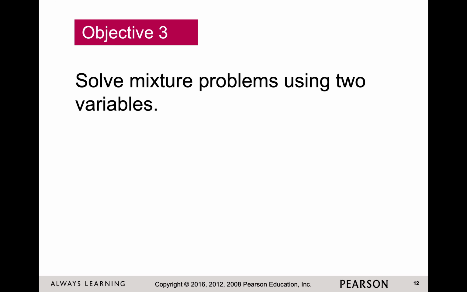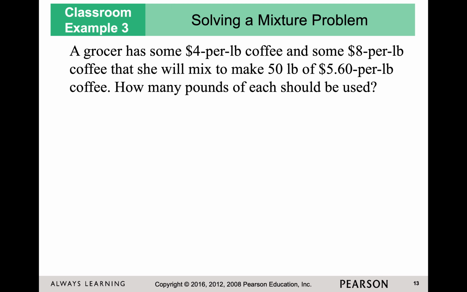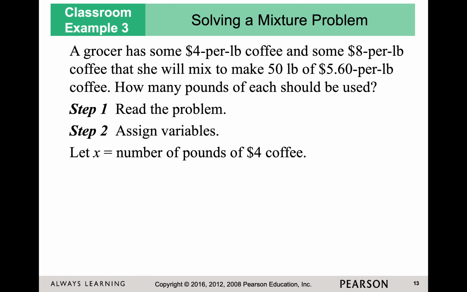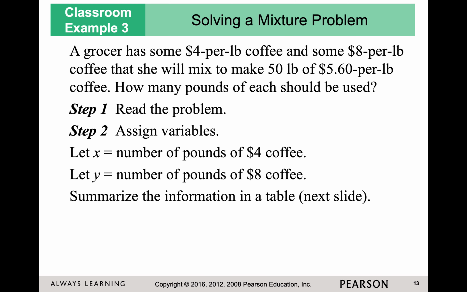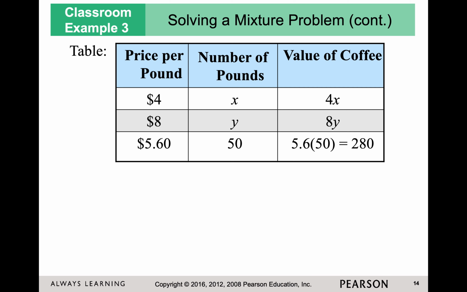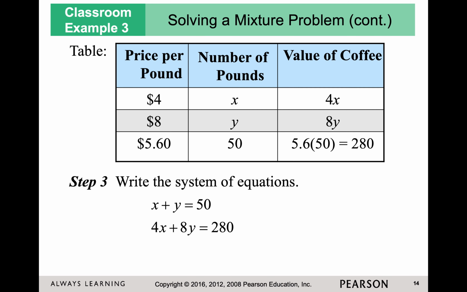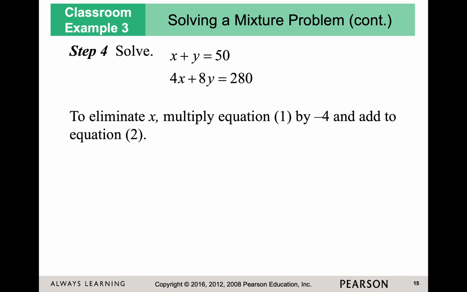If I want to solve mixture problems, now these are common in the lab. So the grocer has a coffee mixture that's being made, and they want to know how many pounds are being used. So I'm going to assign my variables, and I'm going to say that X is the number of pounds of $4 coffee, and Y is the number of pounds of the $8 coffee. Then I'm going to summarize this using a table just to kind of keep everything straight. I'm going to write my system of equations using what's in the table, and then I'm going to solve it by the methods we did last week.